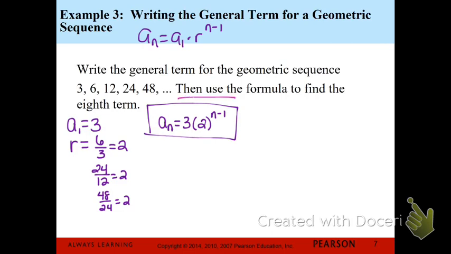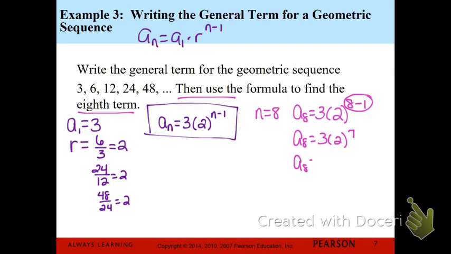Then it says, then use the formula to find the 8th term. Well, if I'm after the 8th term, what do I know? I know n. What is n? 8. So I'm looking for a sub 8. You just told me my formula is 3 times 2 raised to the n, which you just said is 8, minus 1. And what do we do first? Exponents. So it's 8 minus 1.